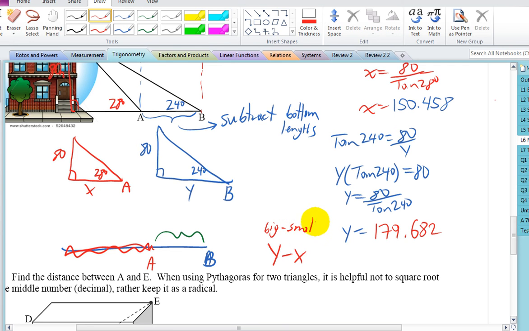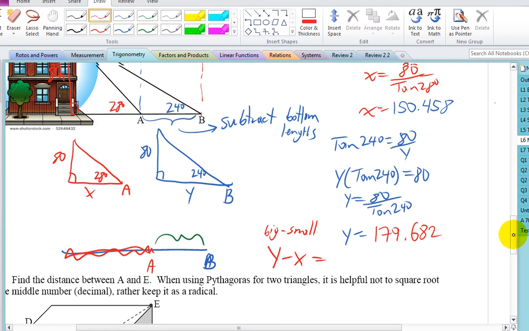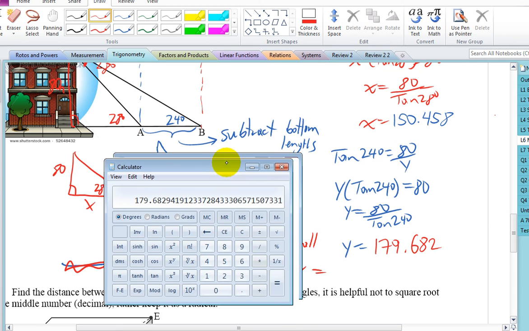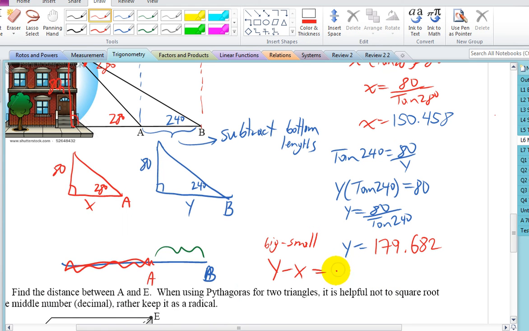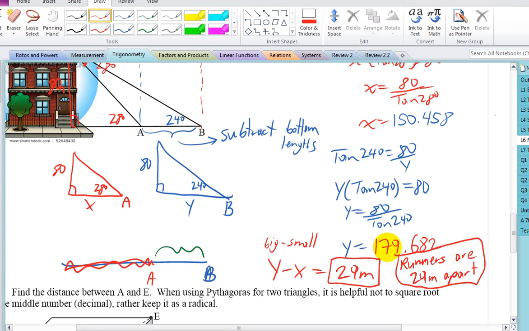When you do your subtraction, make sure it's your big minus your small, otherwise you'll get a negative measurement. And there's no such thing as a negative measurement. Okay, so runners are 29 meters apart. How many people got that? Good. I think that this is the hardest question in this section, to be honest with you.